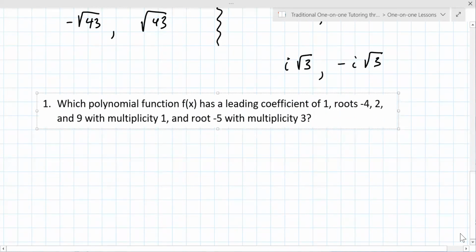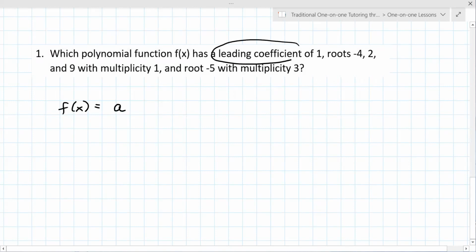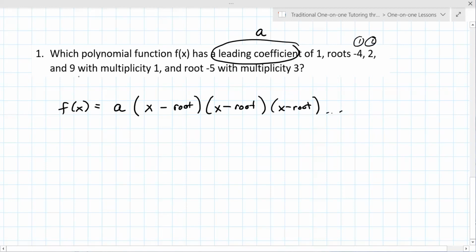Okay, so this problem is kind of unrelated to everything we just did. I probably jumped into that a little too soon. When you write a polynomial function f of x, there's always this thing a out in front. A is the leading coefficient. And then what you do next is you write x minus the root, whatever it is, x minus the root, whatever it is, and you repeat. You just do this over and over again until you're done for however many roots there are. So this one has 1, 2, 3 roots.